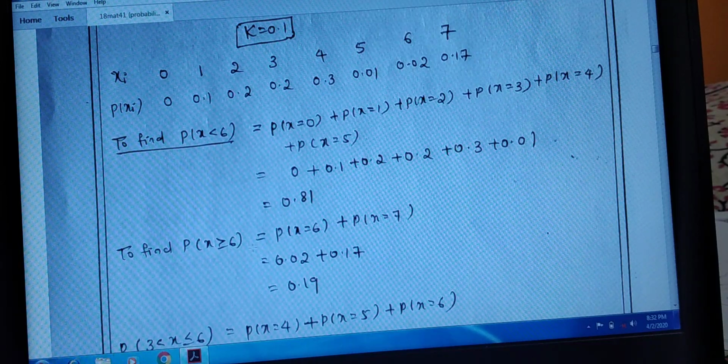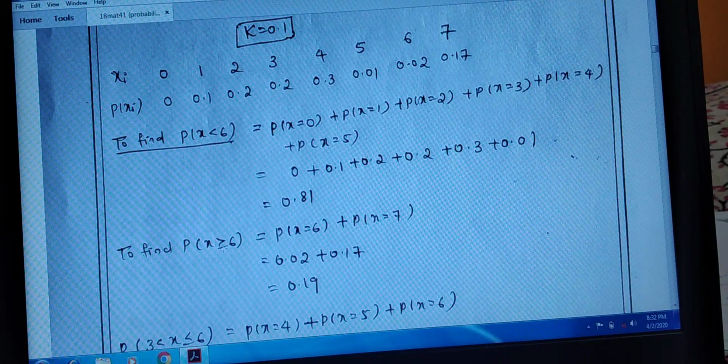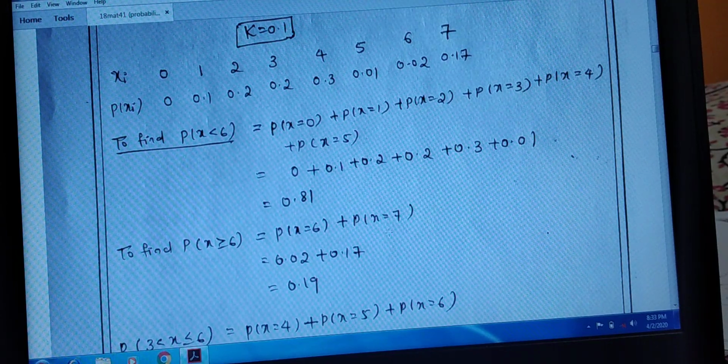Since you have the equal to sign, you have to include 6 also, that is probability of x equals 6. And one more thing, if you don't have this equal to sign, if you have only greater than 6, then you have to take only probability of x equals 7, and you can just exclude probability of x equals 6. Since we have the greater than or equal to sign, we have to consider 6 also. That is probability of x equals 6 plus probability of x equals 7.